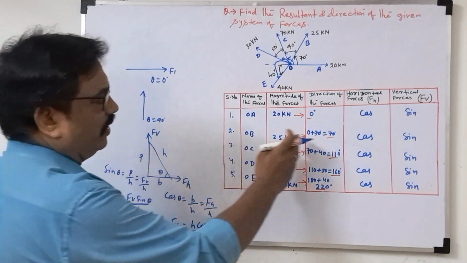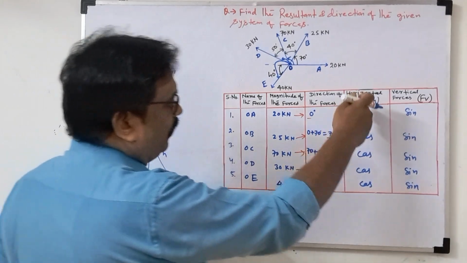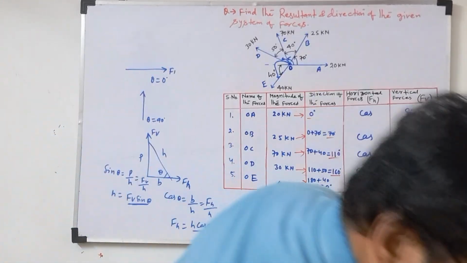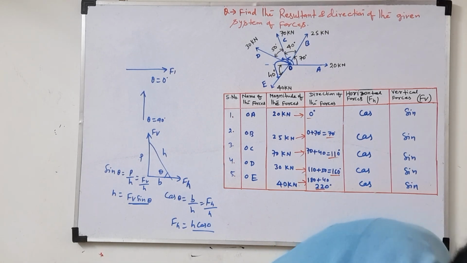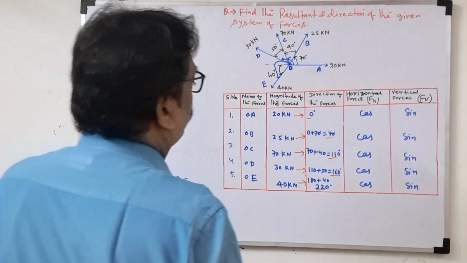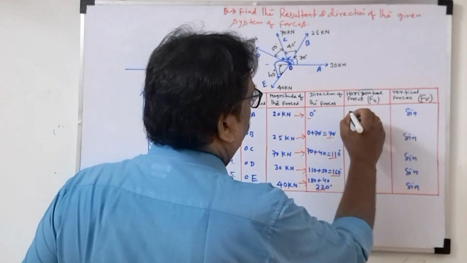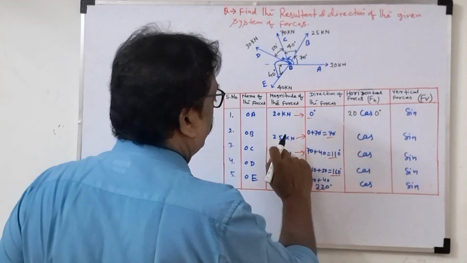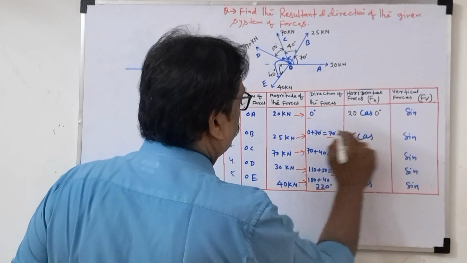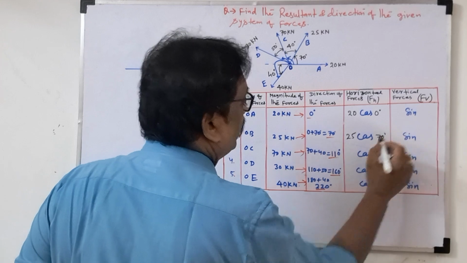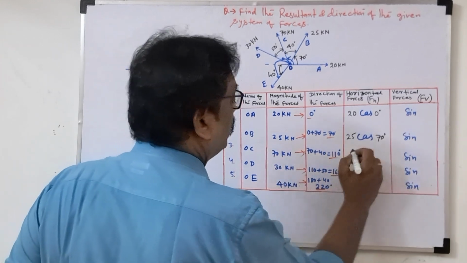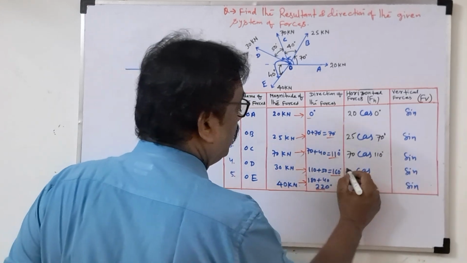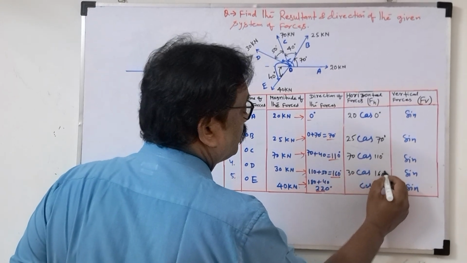So what I did, till now we filled seeing the diagram. Now I wrote cos for horizontal, sine for vertical. Now see here. Both sides: left side force 20, angle 0 degree. 25 force, 70 degree. Again 70 force, 110 degree. 30, 160 degree. Just both sides will add.